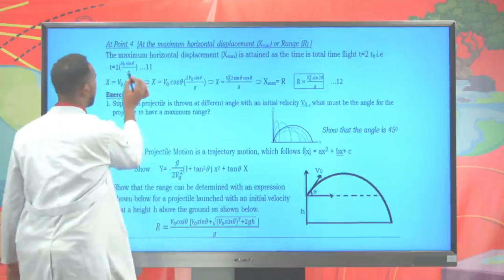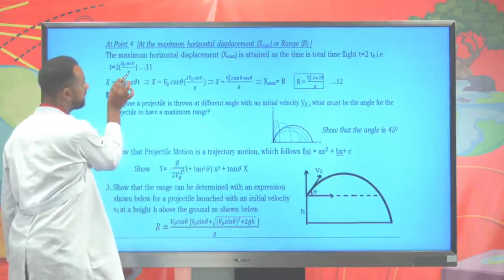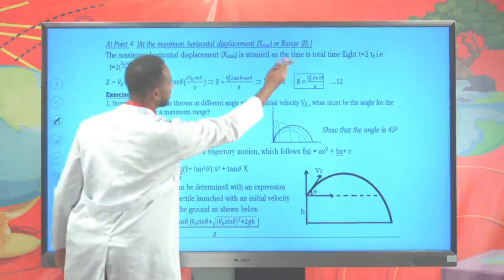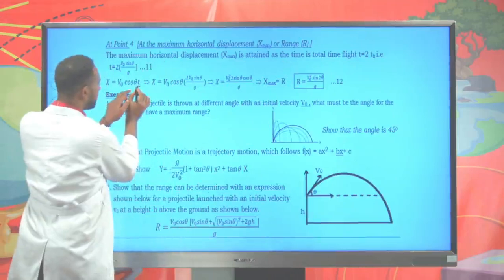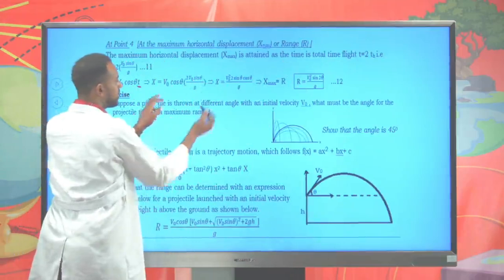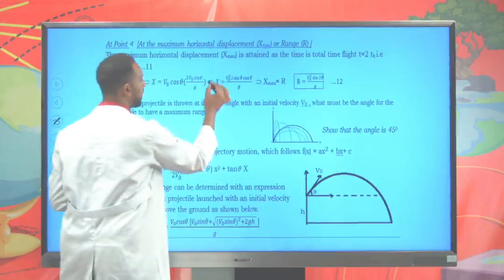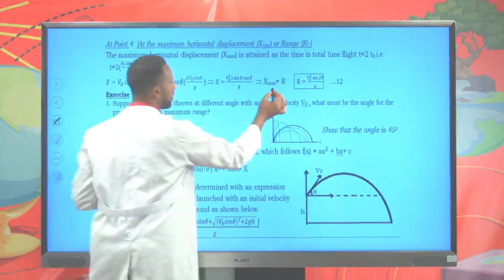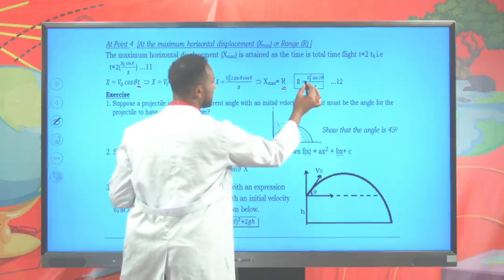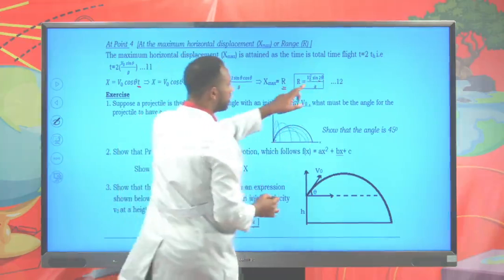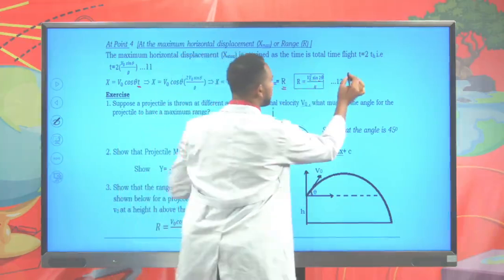Here, the half-time flight is given as V naught sine theta over g. When you multiply it by 2, you find the total time of flight. Instead of time t, you can substitute twice V naught sine theta over g, so that it's possible to find x. And the x maximum, which we call the range R, is equal to V naught squared sine 2 theta over g.